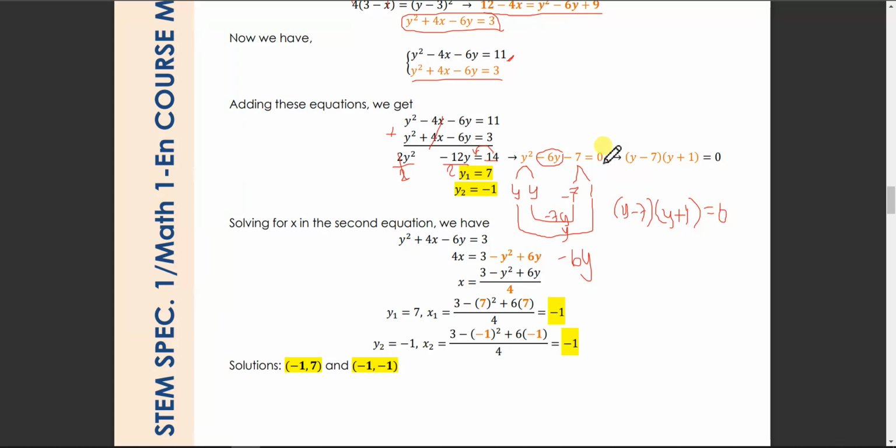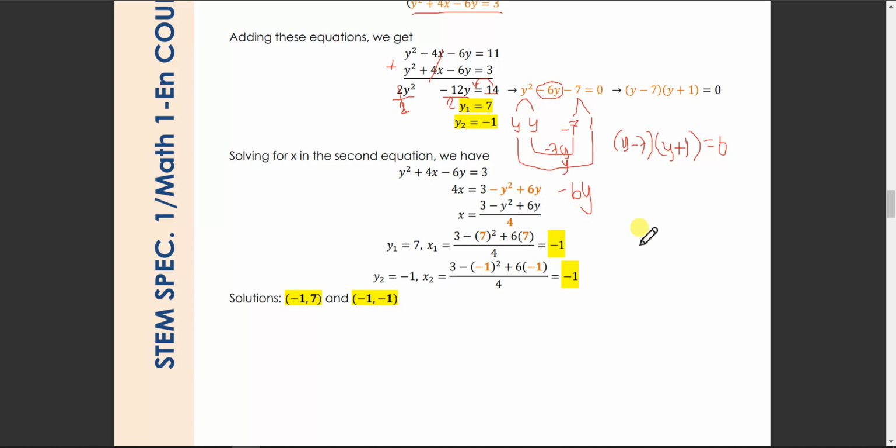Okay, that's 0 already. Then, after that, we have 2 points for our y, which is y minus 7 is equal to 0 and y plus 1 is equal to 0. So if we solve for y, y is equal to positive 7, and here we got y is equal to negative 1.